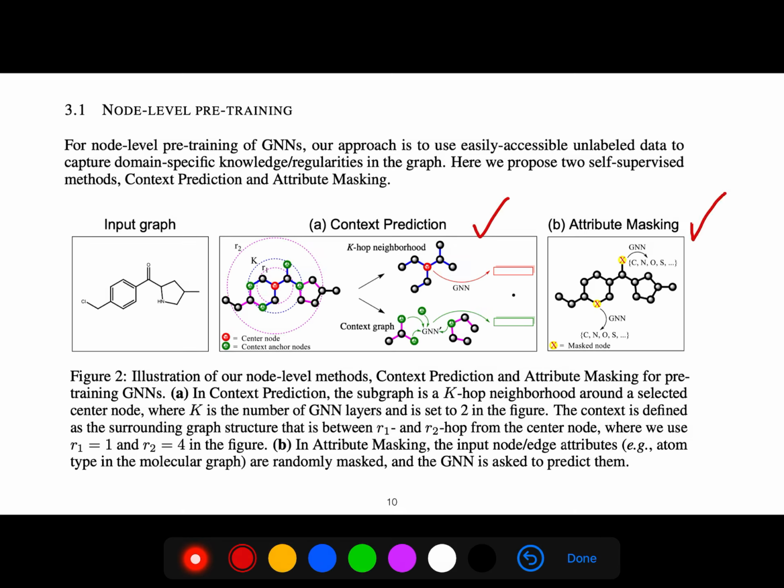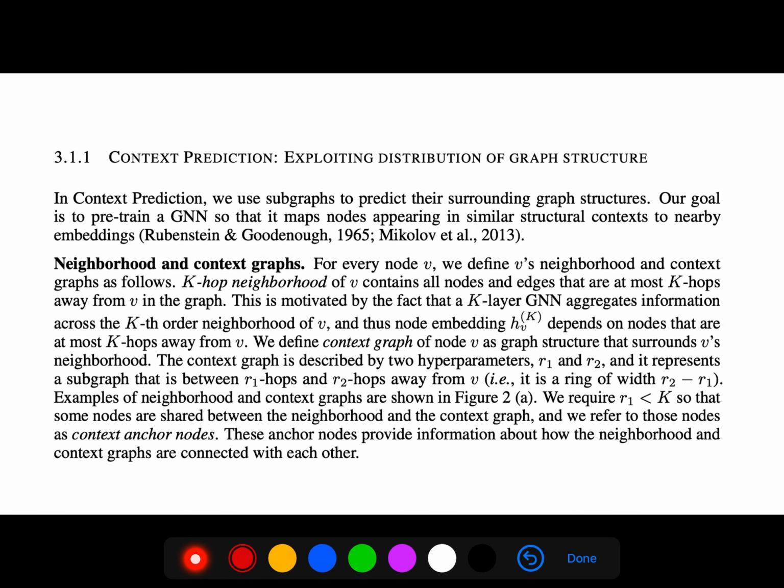You have this attribute, for example, X could be carbon, nitrogen, oxygen, so your node can be anything. That is attribute masking. Or you have the other method, context prediction. You want to predict the center node, you have the context nodes, the anchor node, and then you get the k-hop neighborhood. I will explain it later.